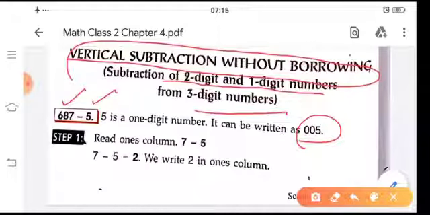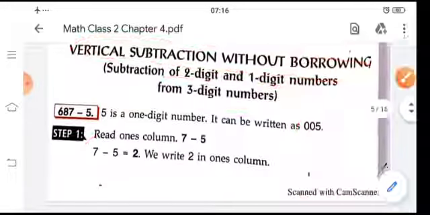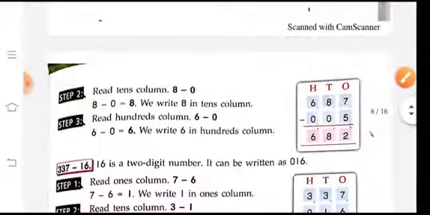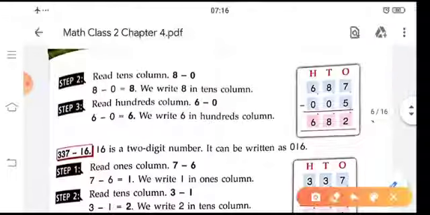For step 1, children, we are going to read the numbers in the ones column. We are going to write these numbers in the form of hundreds, tens and ones. So let's start. Now see, we have written here hundreds, tens, ones. So 687 is 600, 8 tens, 7 ones.